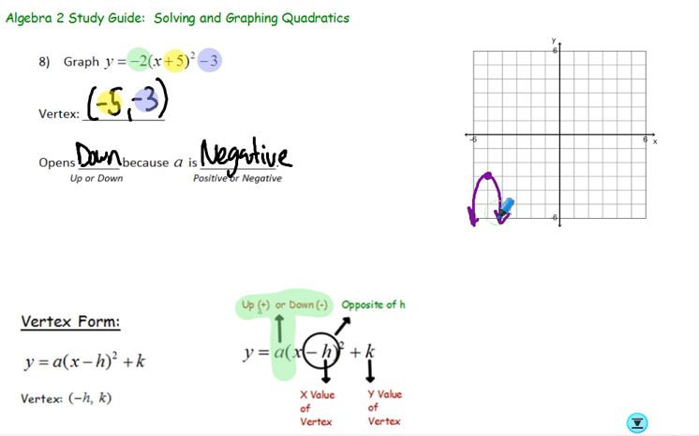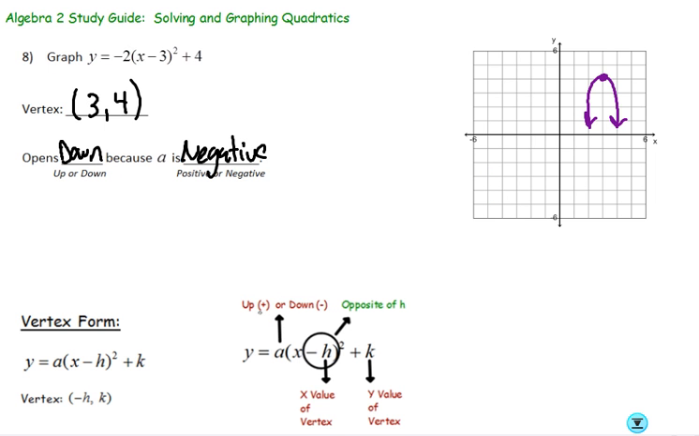And then for number 8, you should have a vertex of 3, 4. So again, same idea here. Switch the x value, right? So that becomes a +3. The other one stays the same. So +4 stays +4. So you have a parabola at 3, 4, which means right 3, up 4. So there's our vertex. And then let's check A. A tells us on this one, again, up or down.